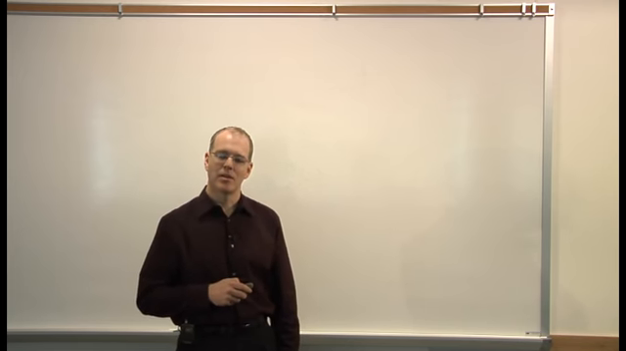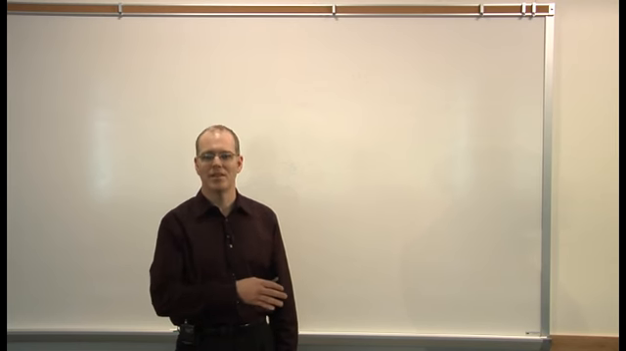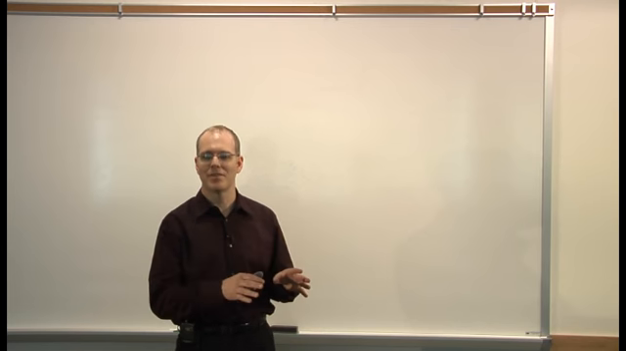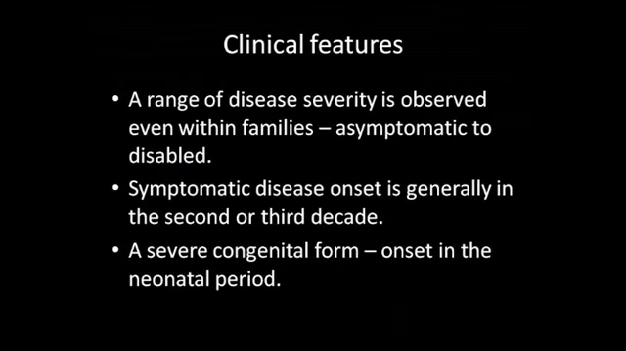And the variability of presentation within families. I've seen some patients severely affected in their 20s and 30s with myotonic dystrophy, and then in another case, a man diagnosed in his 70s with myotonic dystrophy. So it's extremely variable even within one family. Presentation is generally in the 2nd and 3rd decade with symptoms, which we'll go through. There is a congenital form of myotonic dystrophy with onset in the neonatal period, which I won't go into.